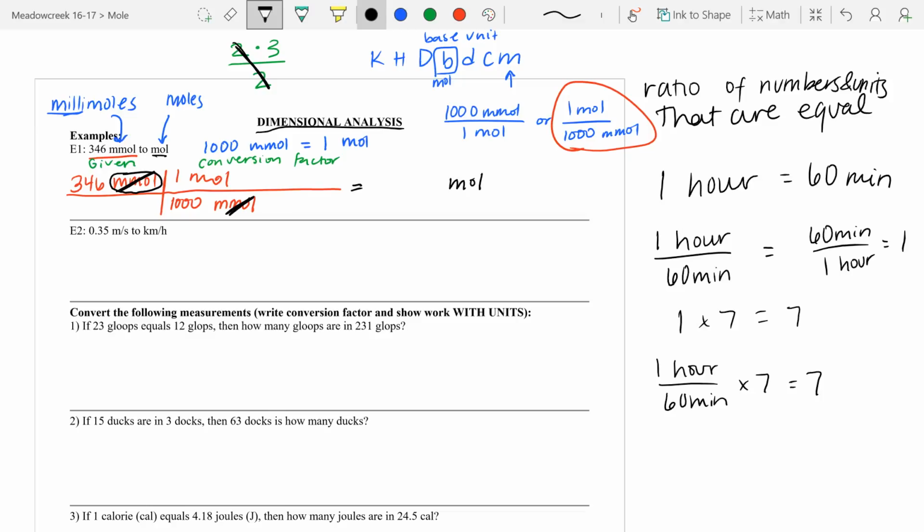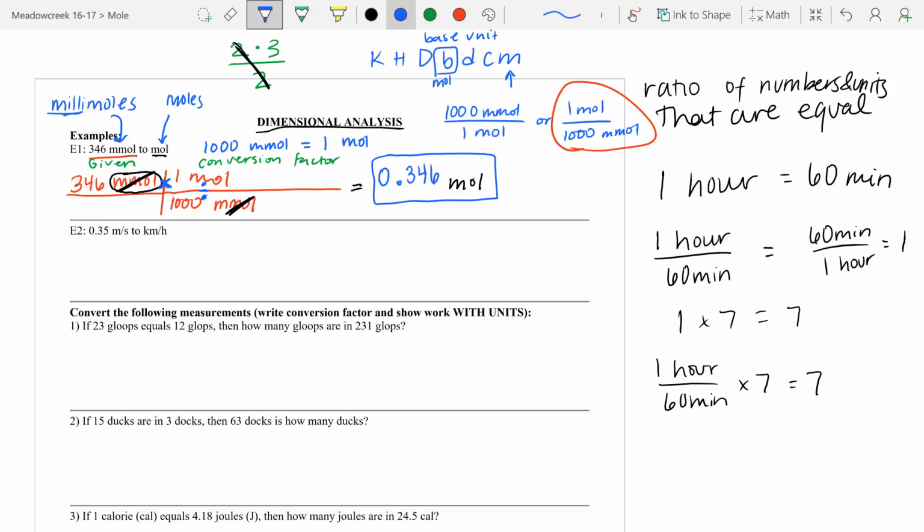Now we say, okay, well, I see that you have these numbers and these units, but what is the actual math? What do I put in my calculator? And the way you're going to do that is you're going to multiply what is on the top and you're going to divide by what's on the bottom. So 346 times 1 is 346, and 346 divided by 1,000 is going to give you 0.346 moles. And that will be our final answer.